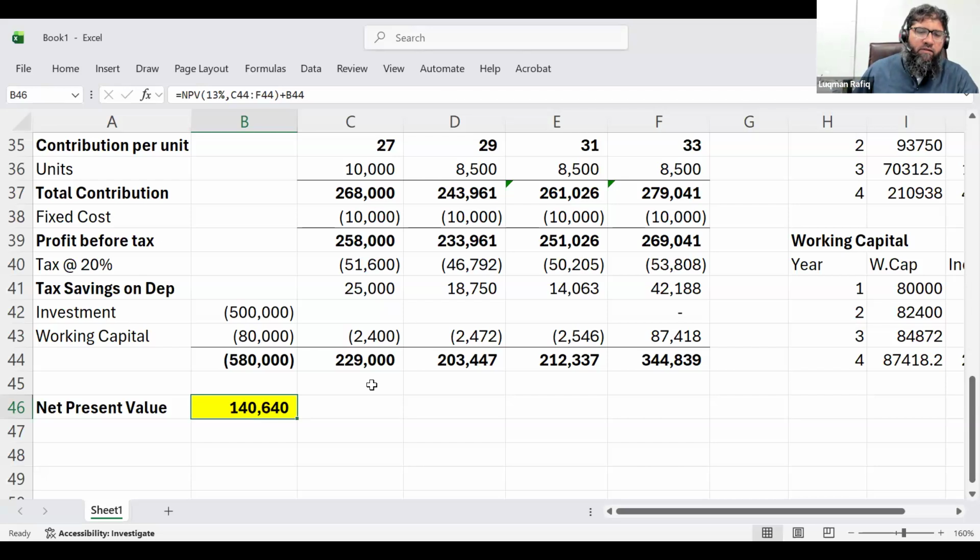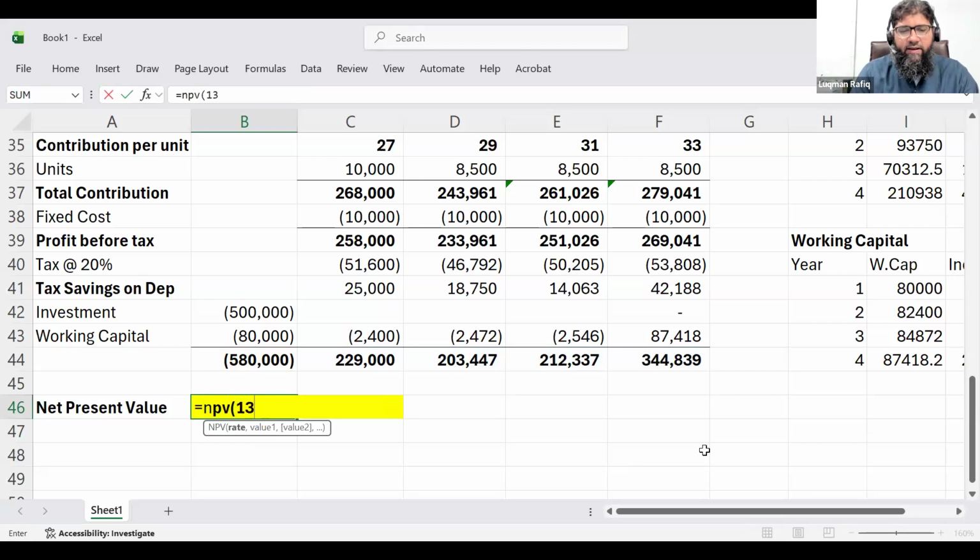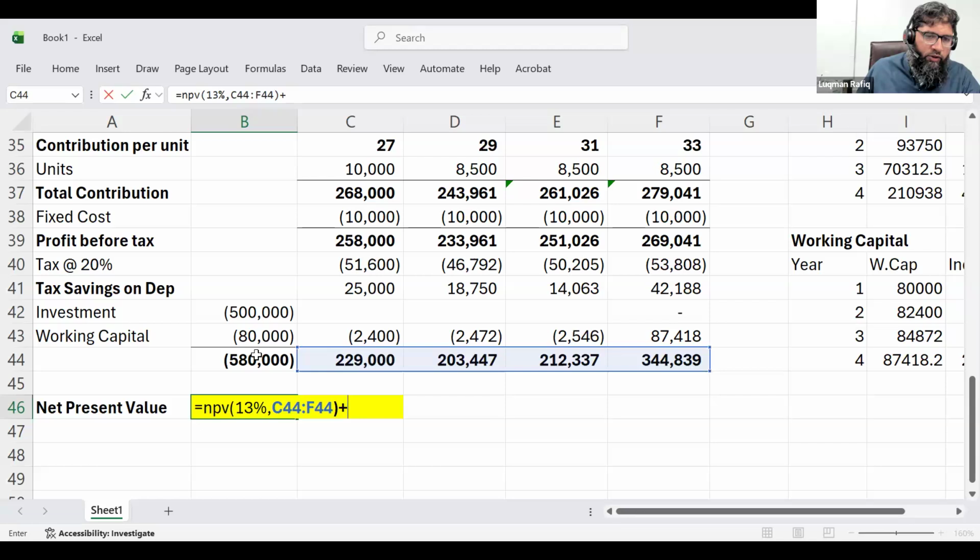Okay, the NPV function is going to be used. How do we do it? We do it like this. We say equals NPV, bracket open, the rate that we are going to be using, 13%, comma, select all the values here, bracket close, and then you add up the outflow. So resultingly, it's going to be 140, 640.